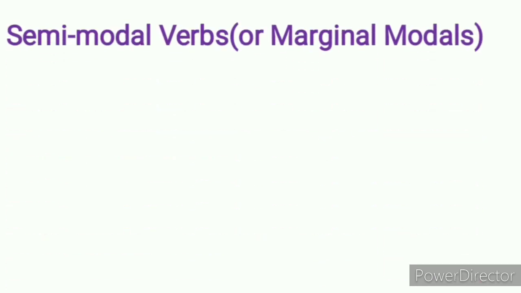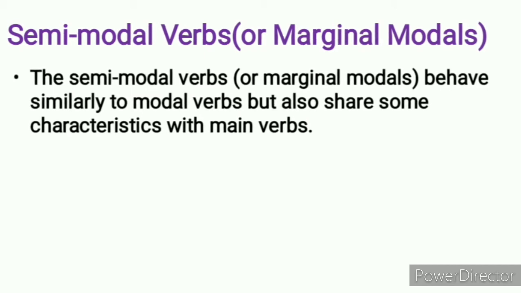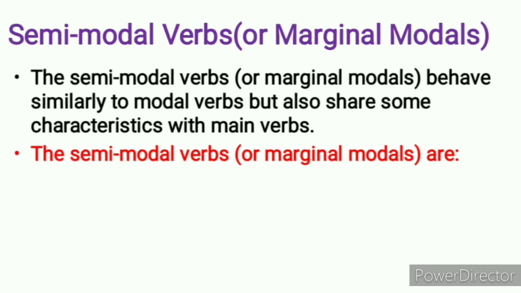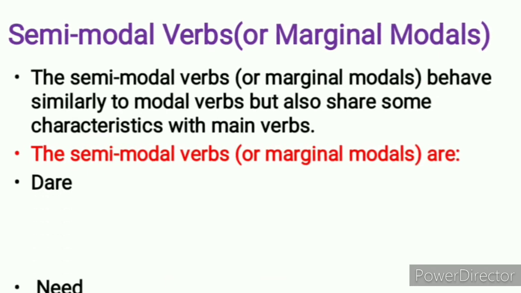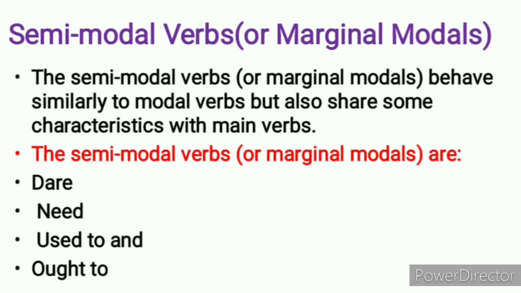Now, let us discuss semi-modal verbs. These are called marginal modals. The semi-modal verbs, which are called marginal modals, behave similarly to modal verbs but also share some characteristics with main verbs, and that's why they are called semi-modal verbs. Now, the semi-modal verbs are dare, need, used to, ought to. These four are called semi-modal verbs. Now, let us see the examples of semi-modal verbs.